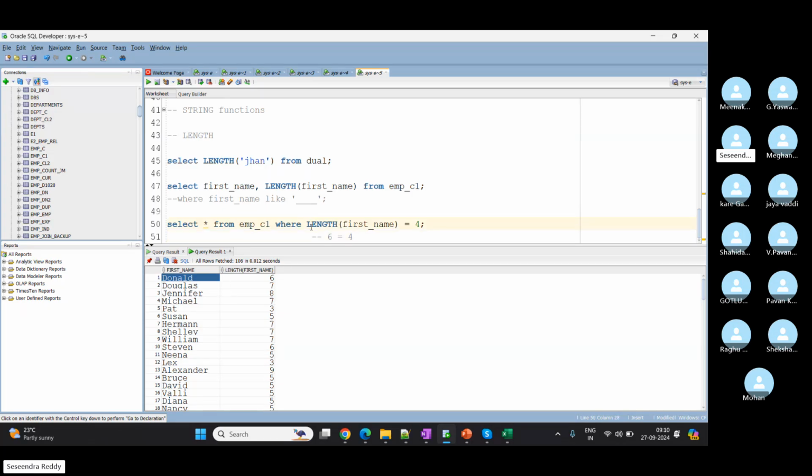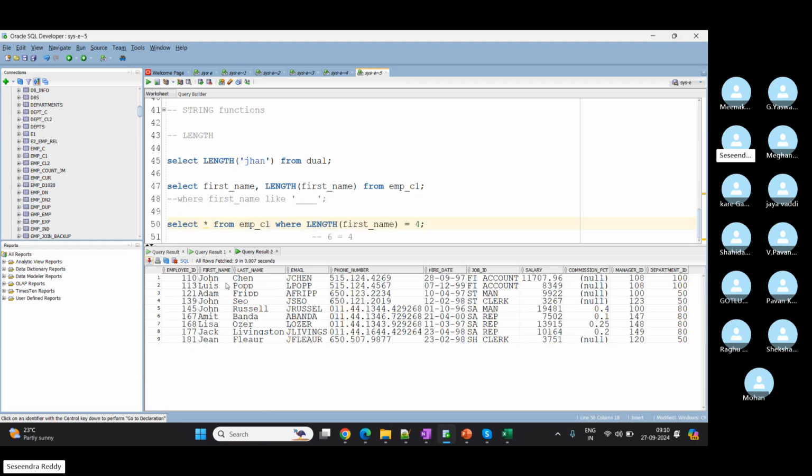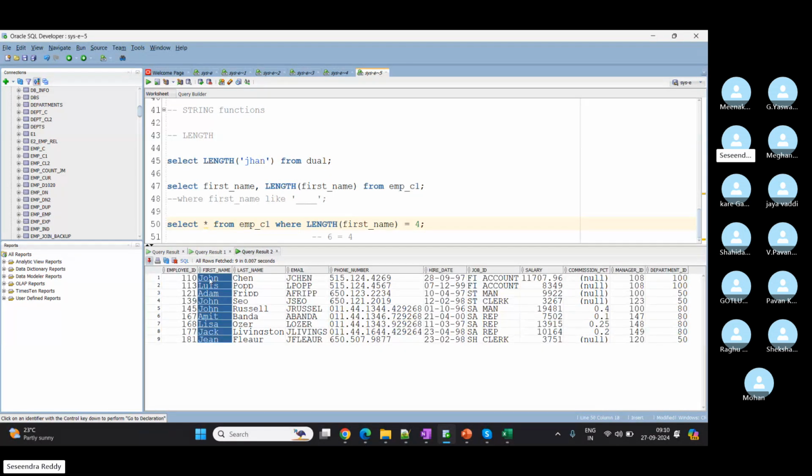Okay, so let me execute. Let me pin this one and execute it again. So you see, we got John, Lewis, and someone else, right? Because for the remaining people, wherever the length is either greater than 4 or less than 4, it won't be included in our result. But where we have 4 characters, John has just 4 characters in the name, whose length equals 4. So exactly matching where the length function returns 4, right? And while comparing with our input, it is equal, which means our condition is true. So we can see John in our result.